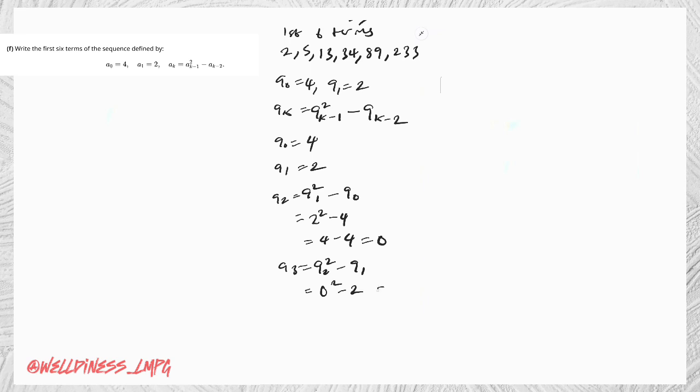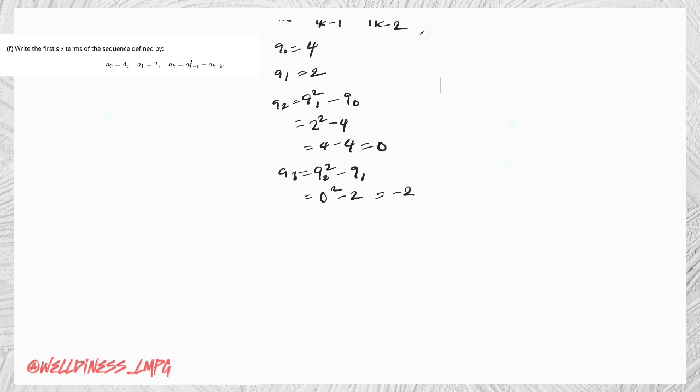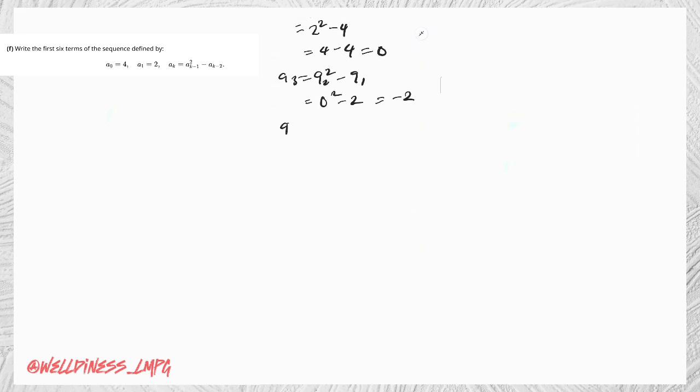Now for our A3, we will substitute 3 everywhere we have K. So that will be A3 minus 1, which is 2, so that's A2 squared minus A1. How did we get A1? 3 minus 2 will give you 1. So A2 squared is what? That's 0 squared minus 2. So that will give you minus 2.